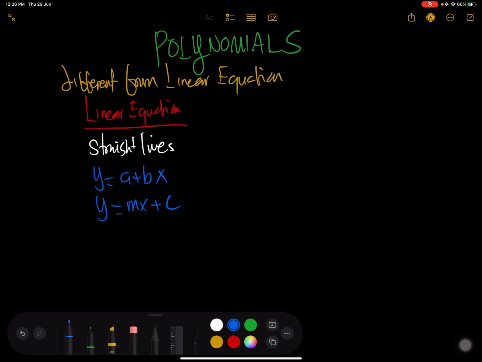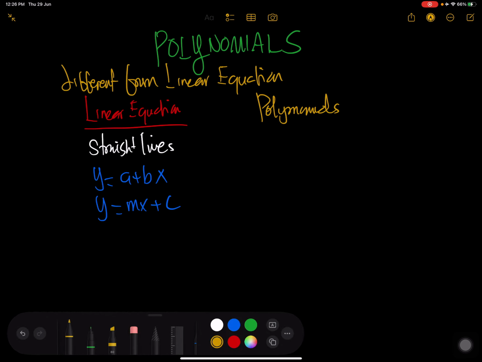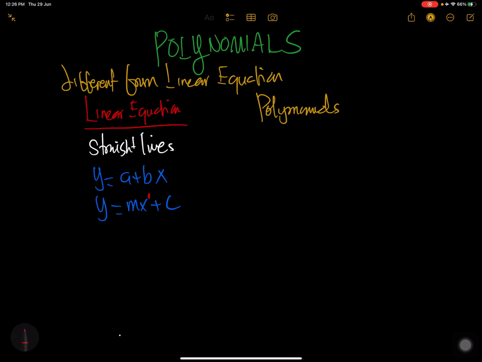But aside from that, we have what we call polynomials. Anything that is a polynomial has a bigger degree than this x. Can you see this x here? It is to the power 1. So the moment you have a degree of, maybe, x squared, x to the power 3, x to the power 4, x to the power 5, then they are no longer linear equations.